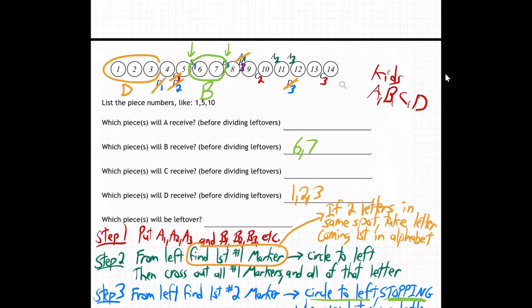But remember, we're being fair with B here because B marked out that section. B could have put his markers anywhere he wanted. He decided to put a marker here and a marker here, saying he would be happy if he got candies 6 and 7. That's a section he marked out. So we're giving him something he asked for. So we're being fair.